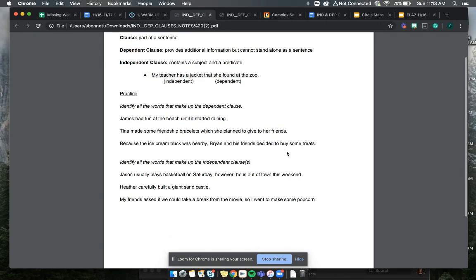So you are going to complete these 6 practice questions. So the first 3, it says identify all the words that make up the dependent clause. So you are going to either highlight or underline all the words in the sentence that make the dependent clause. Once you're done with that, you'll move on and you will identify all the words of these last 3 sentences that make up the independent clause. So once again, pause this recording, complete the practice, and then come back to this recording once you're done.